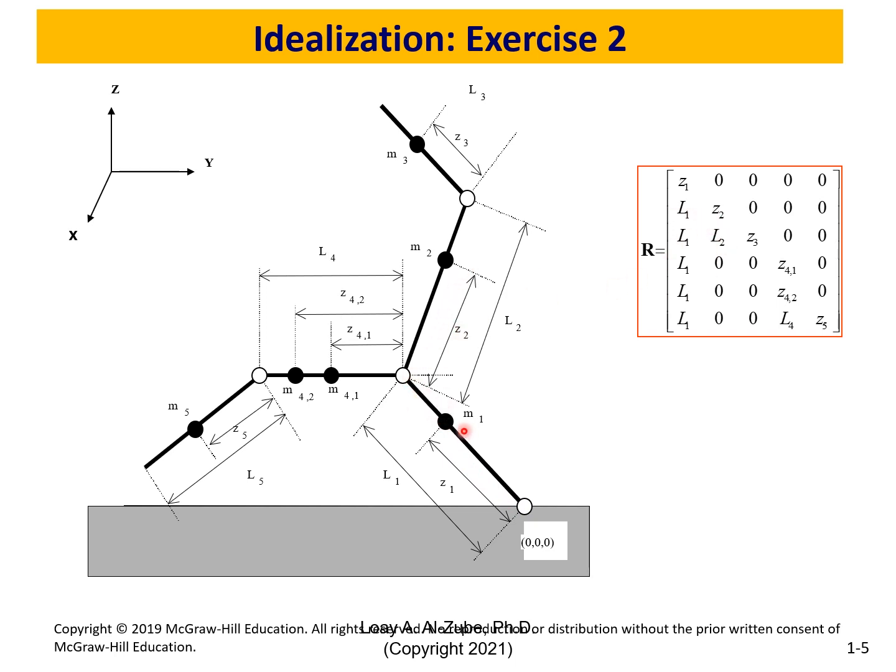So each row is for one mass. To get to mass 1 from the origin, I need to go Z1. That's your Z1. If I want to reach mass 2, it's L1 and then Z2. How do I reach mass 3? It's L1, L2, Z3. Does that make sense? Right? Now, I have to go to the other branch.